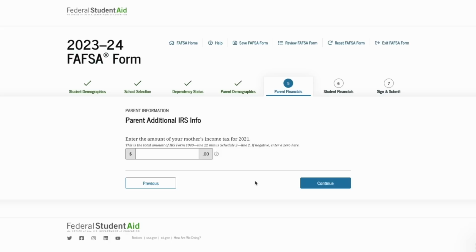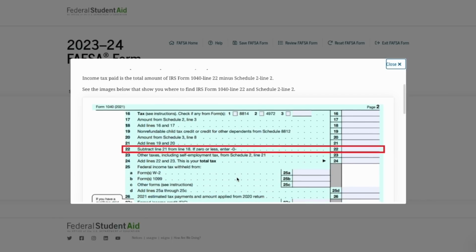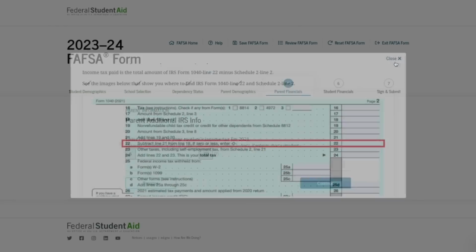Here you enter the amount of income tax your mom paid in 2021. Again, you can use the pop-up to see exactly where to find this, which is on page 2 of the 1040, line 22.